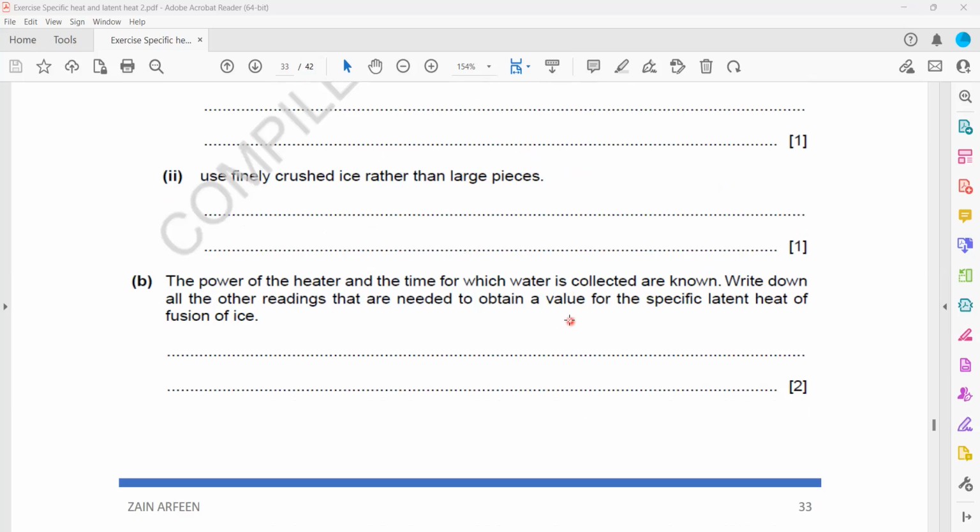Write down other readings which we need to get the latent heat of fusion. So energy is mass into latent heat. So power into time is mass into latent heat. We have the power and time. So what else do we need? We need the mass of the ice here.